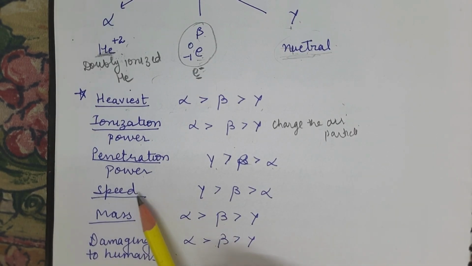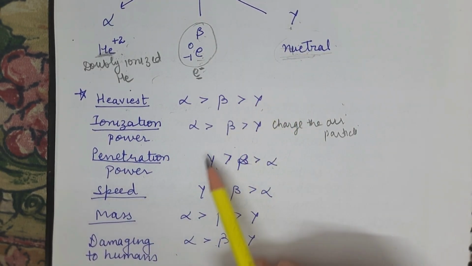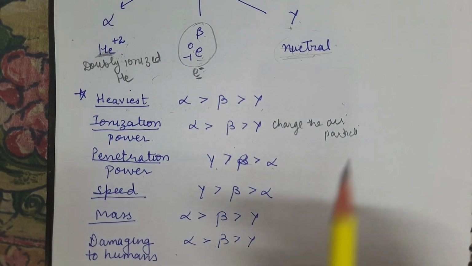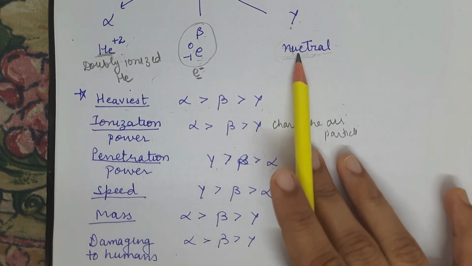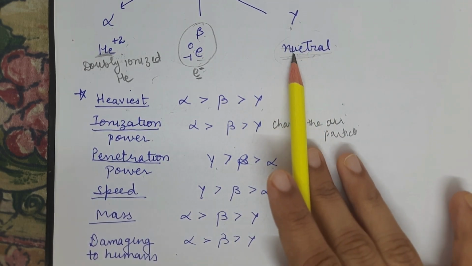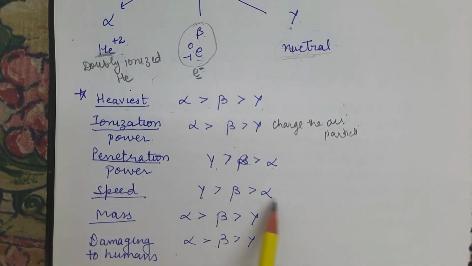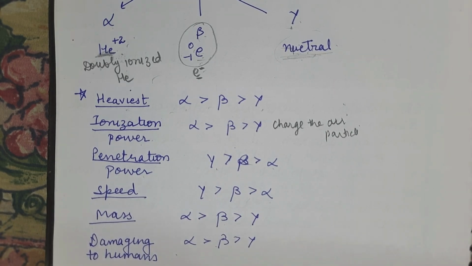And next is the speed. Of course, gamma travels with the speed of light. So the fastest would be gamma because it is the lightest, and alpha being the slowest. So gamma, beta and alpha. Mass, I think that is easily clear because heaviest alpha, mass and weight are exactly the same.